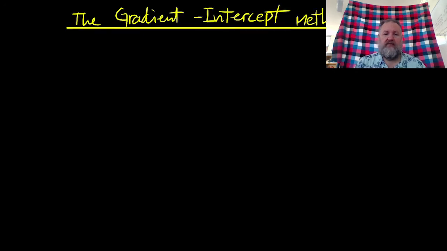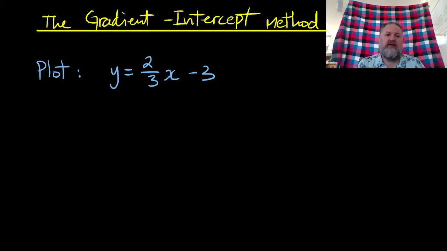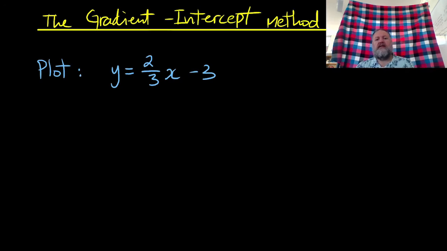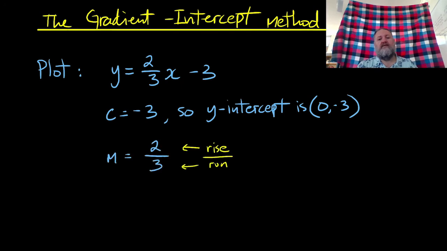Next thing in our review is the gradient intercept method. Okay, very good. We can talk about that. We want to plot y is equal to 2/3 of x minus 3. Well, we know a couple of things about this already. We know that the minus 3 will be our c value, which makes our y-intercept (0, -3). The other thing we also know is our m. We've been given our m.